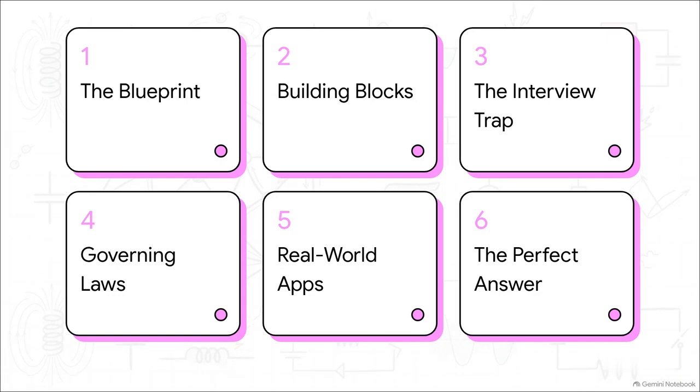Okay, let's dive into our structural roadmap. 1. The blueprint. 2. Building blocks. 3. The interview trap. 4. Governing laws. 5. Real-world applications. And finally, 6. The perfect answer.